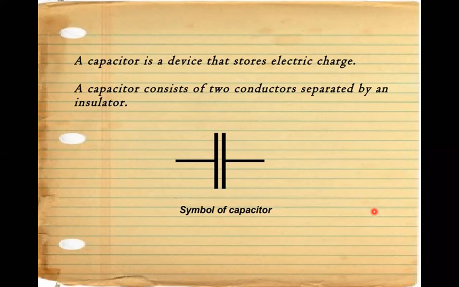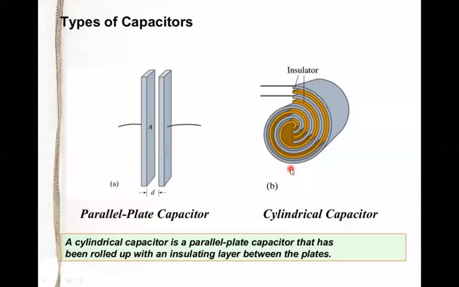How is the symbol drawn? It is two equal parallel lines. Two equal parallel lines are the symbol for a capacitor. If they are unequal, then that will be the symbol for a DC source. Now you have two types of capacitor. One is the parallel plate capacitor and the other is called the cylindrical capacitor.